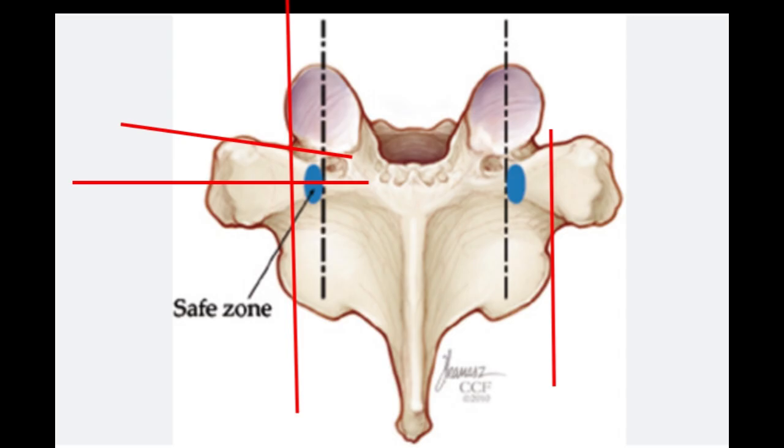You can also use the lateral margin of the pars as a landmark. You can use this line extended upwards, which is along the lateral margin of the pars, to get an idea of how lateral the entry point is. If the entry point is too lateral to this, that also might go outside the pedicle.